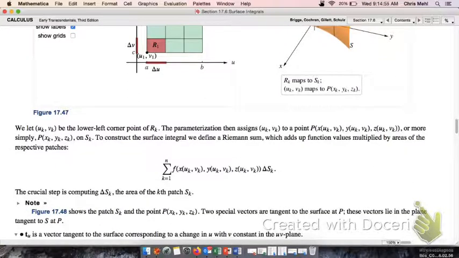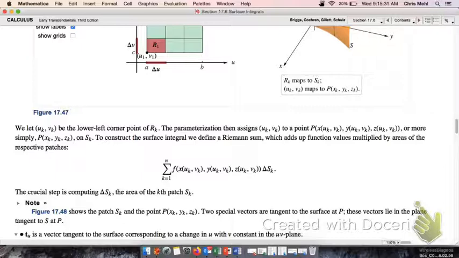Okay, so now, at the bottom left corner in that rectangle in the domain, you can let u_k, v_k be the lower left corner of a point in the kth rectangle. Technically, you could do this with any point if you want. Now, u_k, v_k corresponds to a point P with coordinates x of u_k v_k, y of u_k v_k, and z of u_k v_k. So that corresponds to a point on the surface, and that would be on the kth patch, S sub k.